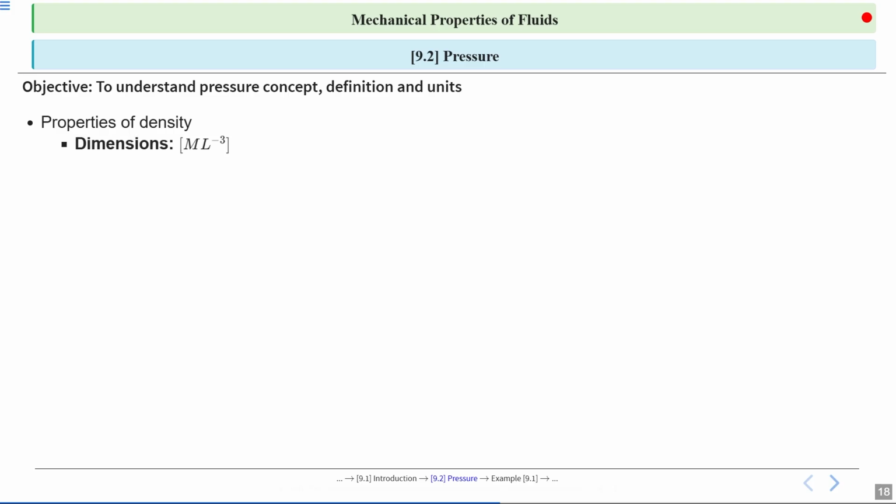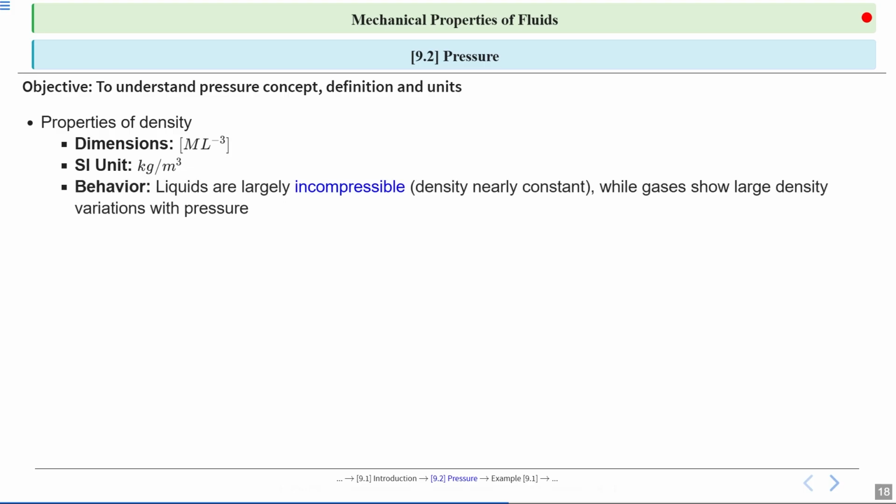Here we see the dimensions of the density, which are mass per unit volume, represented as M L raised to the power minus 3. This notion helps us understand the relationship between mass and volume in a mathematical context. The SI unit of density is kilogram per cubic meter. This unit is standard in scientific measurements and allows us to compare densities across different substances.